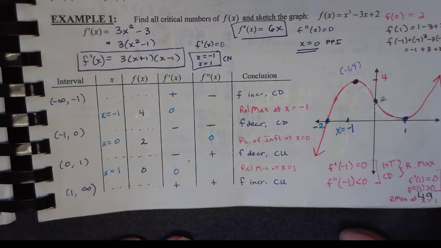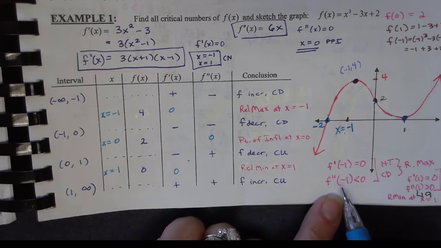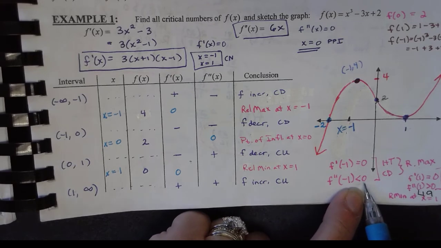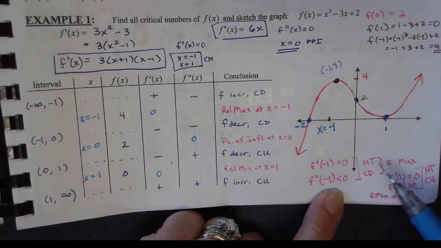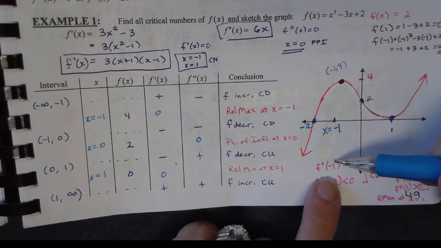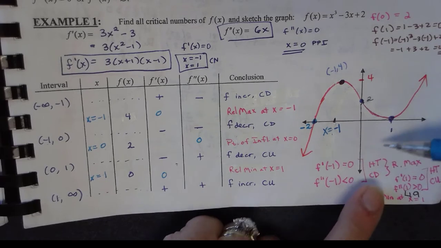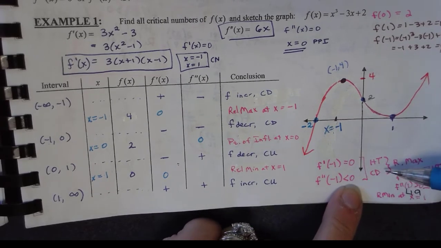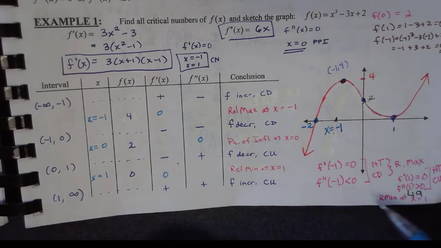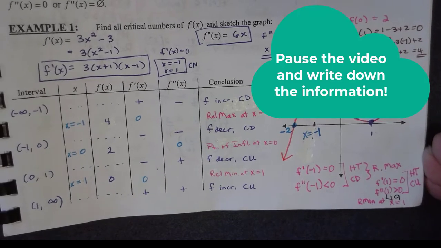Now, something very nice. f prime at negative 1 is 0, and f double prime at negative 1 is negative. So this is a really nice way to be able to show that we have a relative max, when we have a horizontal tangent where the first derivative is 0 and the second derivative is negative. AP really likes this. Now, of course, there is another way to represent this.